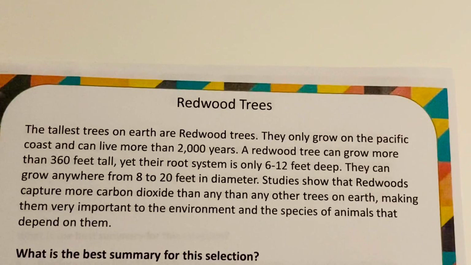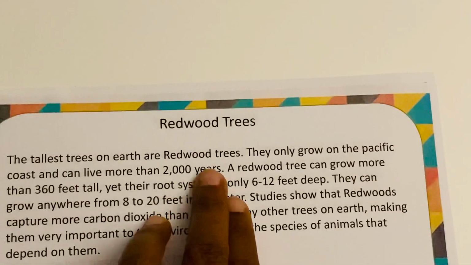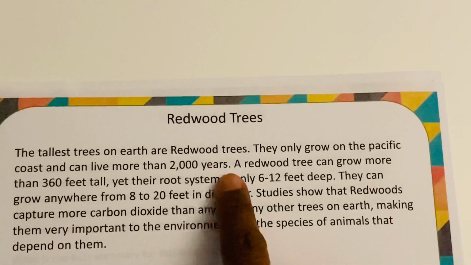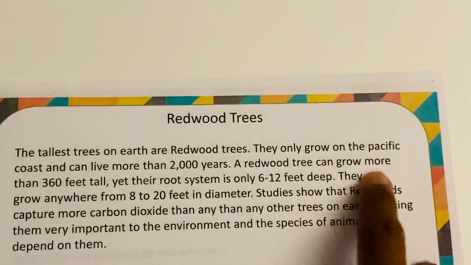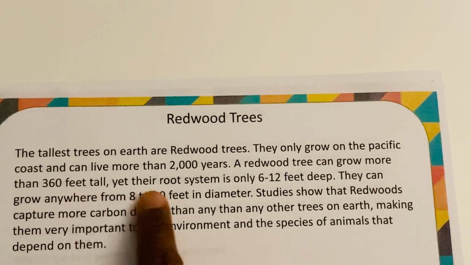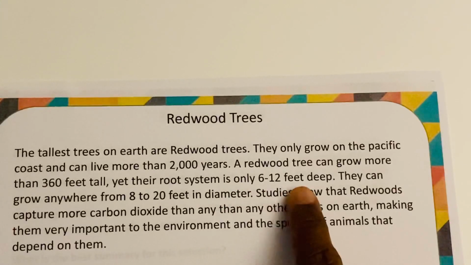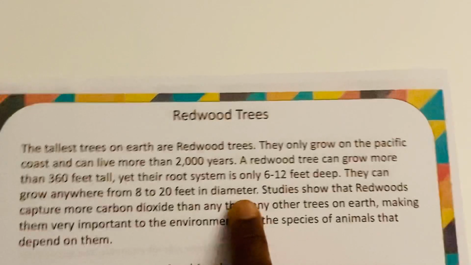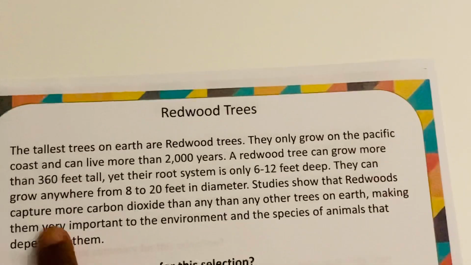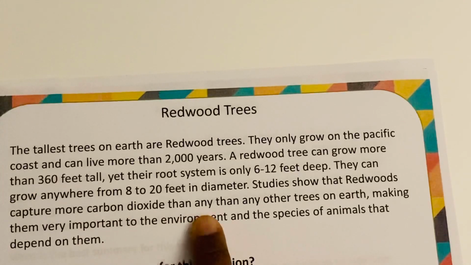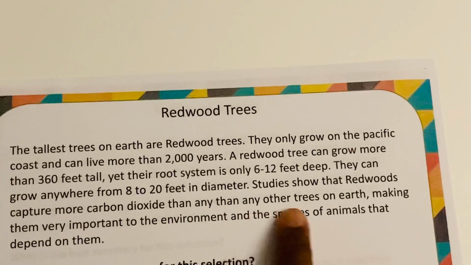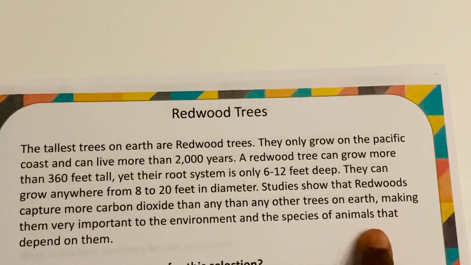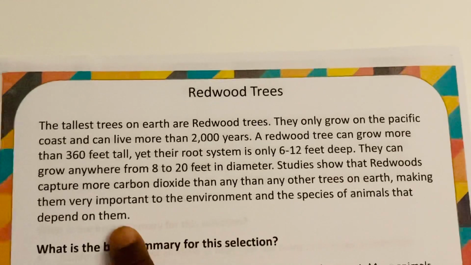Here we go. The tallest trees on Earth are redwood trees. They only grow on the Pacific coast and can live more than 2,000 years. A redwood tree can grow more than 360 feet tall, yet their root system is only 6 to 12 feet deep. They can grow anywhere from 8 to 20 feet in diameter. Studies show that redwoods capture more carbon dioxide than any other trees on Earth, making them very important to the environment and the species of animals that depend on them.